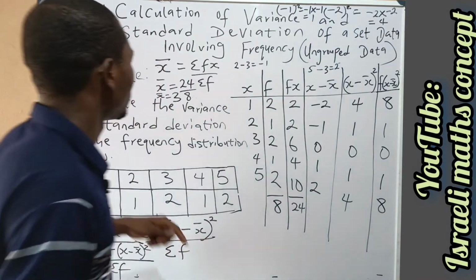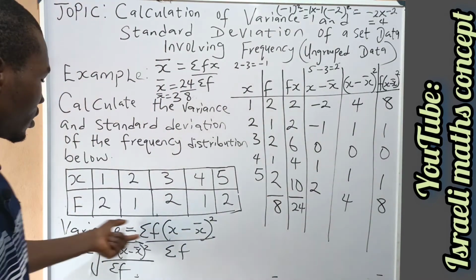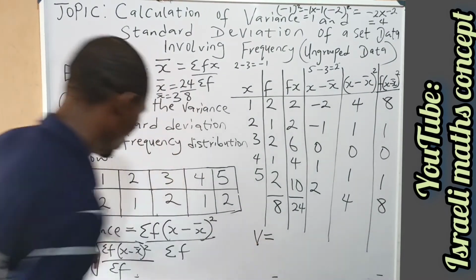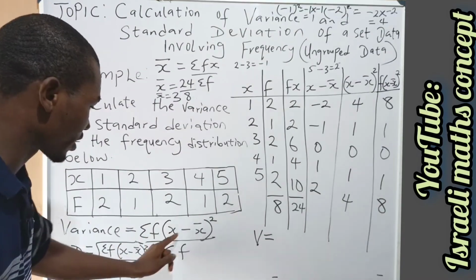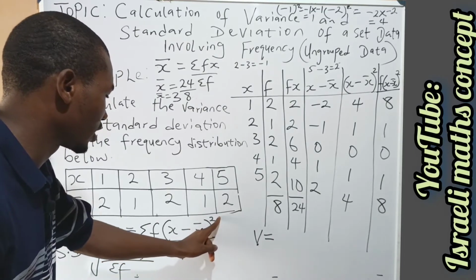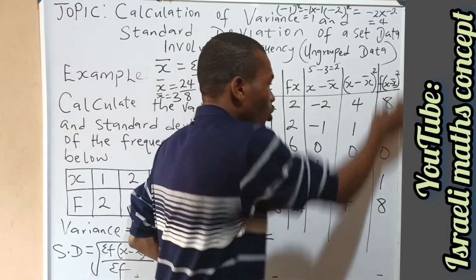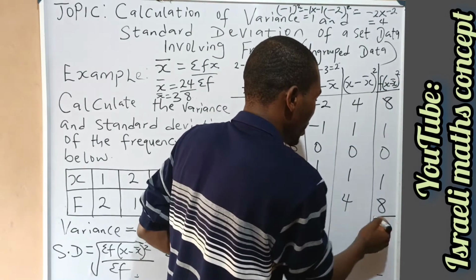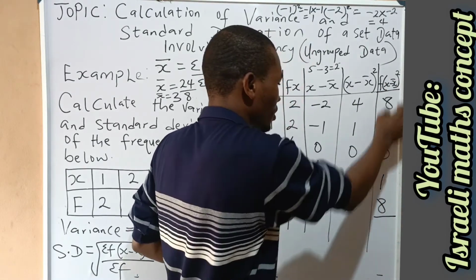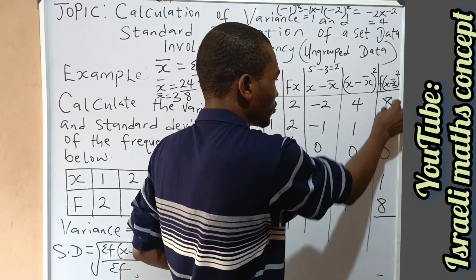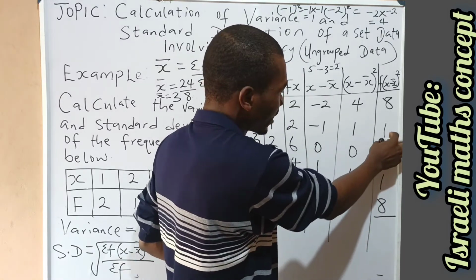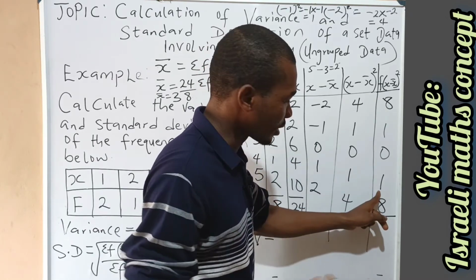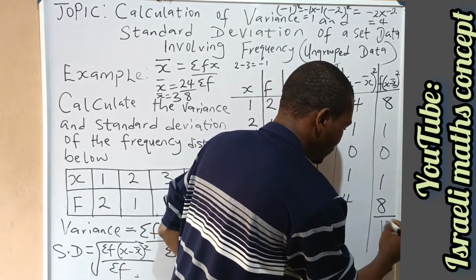Okay, coming to the formula for our variance. The formula says that our variance is equal to the summation of f in bracket x minus bar x all squared. That means at this column, we shall sum everything we have here. Summing everything in this column, we have 8 plus 1, which is 9. 9 plus 0 is still 9. And 9 plus 1 is 10. And 10 plus 8 is 18.